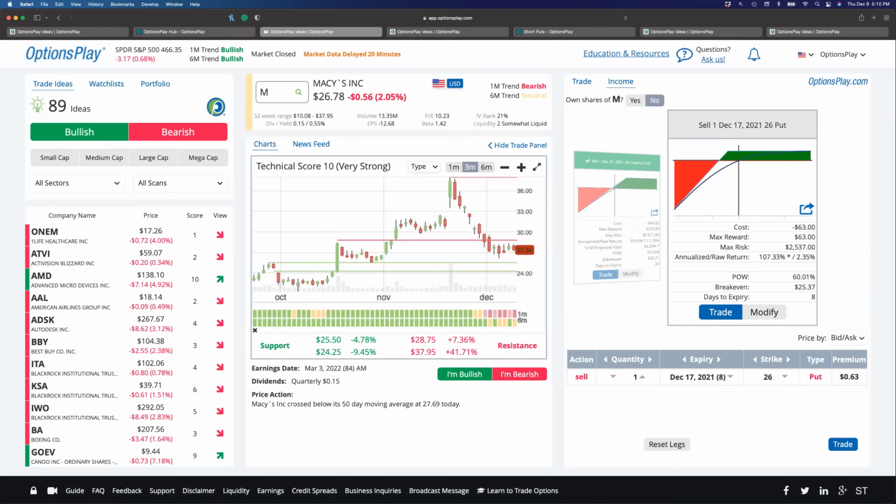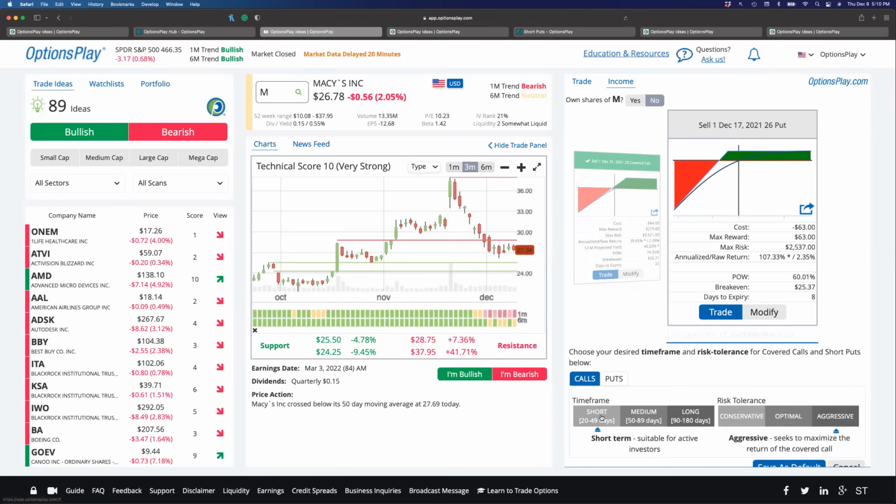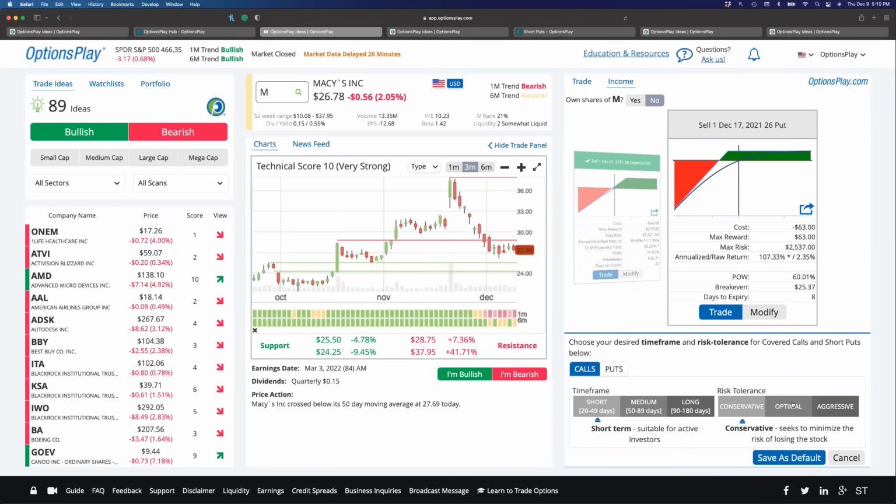How can you set your settings to match the report? To match the report, you basically have to use income settings, short-term, aggressive for short puts.